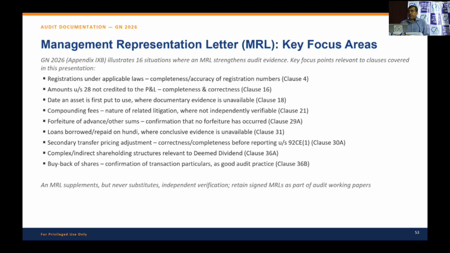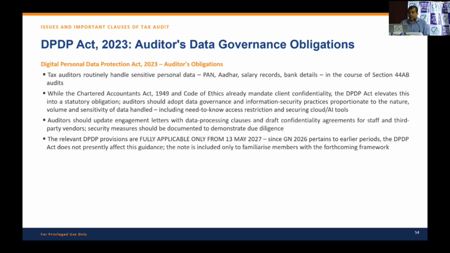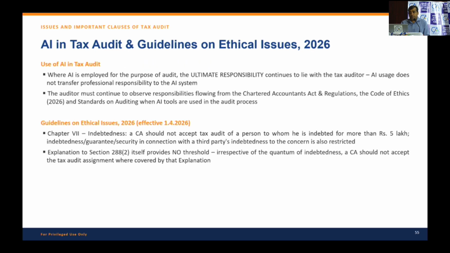Management representation, we did discuss that it is not an evidence. I mean, though it cannot substitute evidence. It has to be an additional, which corroborates your existing evidence is something which we should keep in mind. DPDP we discussed at in depth.